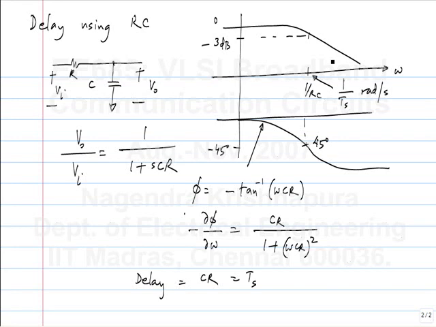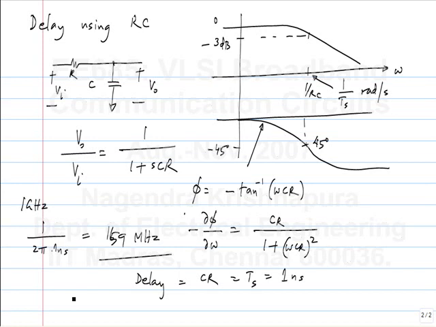Let's take 1 gigahertz. We are talking about a 1 gigahertz system, so this is 1 nanosecond. What is the bandwidth? It is 1 over 2 pi times 1 nanosecond, which equals 159 megahertz. So is there a problem here, or is it okay?